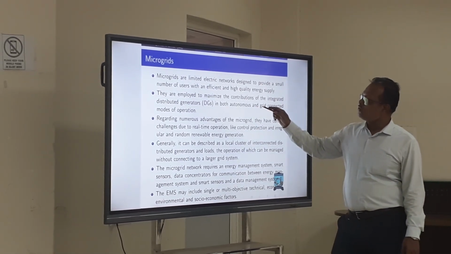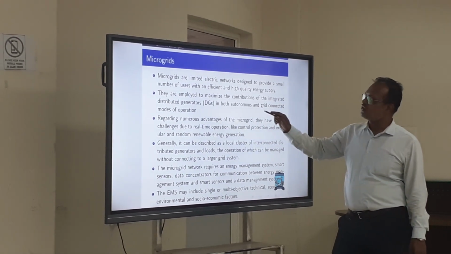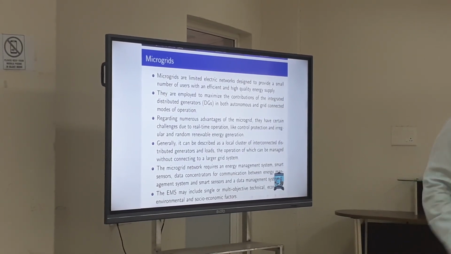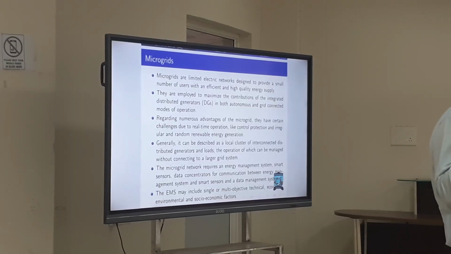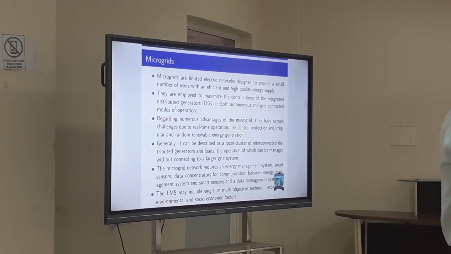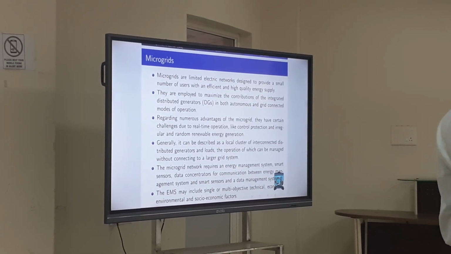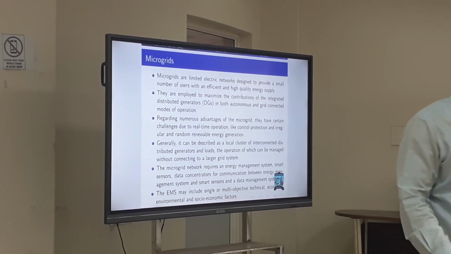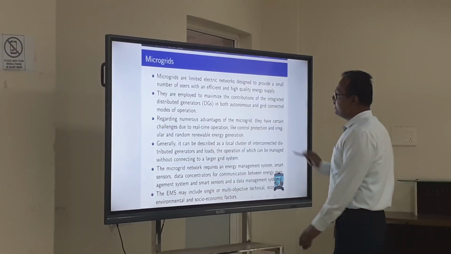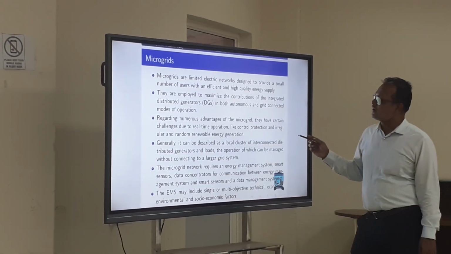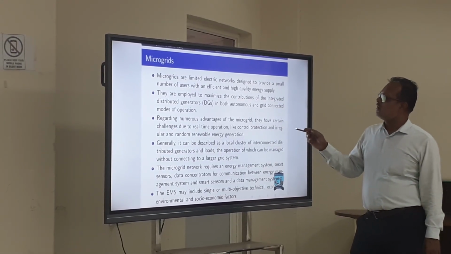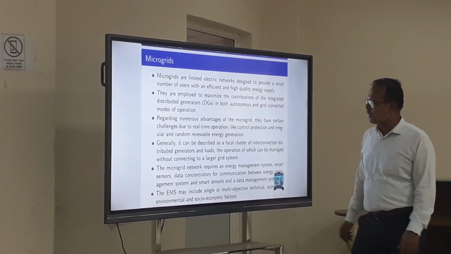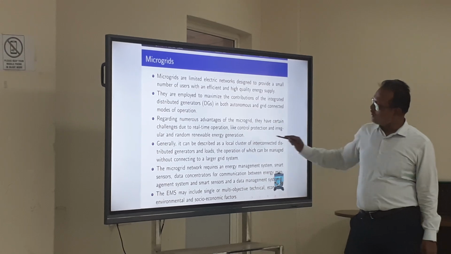They are employed to maximize the contribution of the integrated distributed generators. Currently our system is centrally controlled. We have big power plants which are supplying power from some remote location to the consumer system. But microgrids are on site. There itself we have got small generators, so that's why they are known as distributed generators. Regarding the numerous advantages of the microgrid, we have certain challenges due to real-time operation, like control, protection, and irregular, random energy generation.